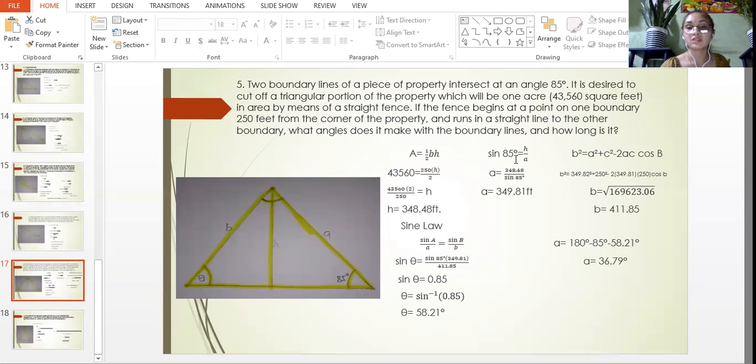Then using sine 85 degrees is equals to h over a. So a is equals to 348.48 over sine 85 degrees. So a is equals to 349.81 feet.